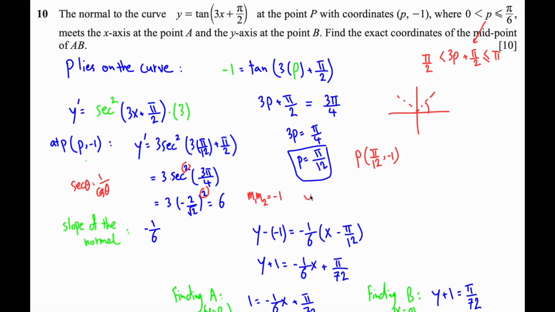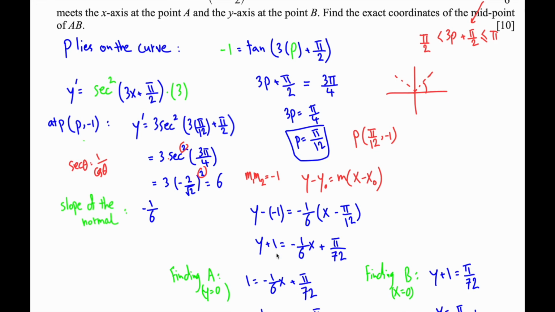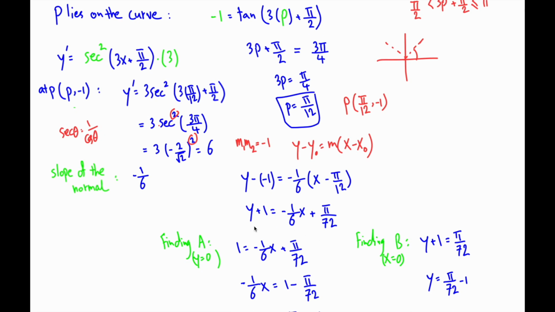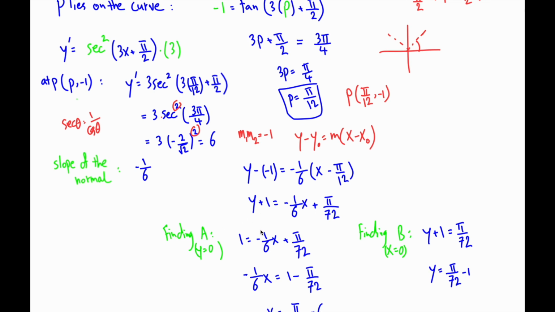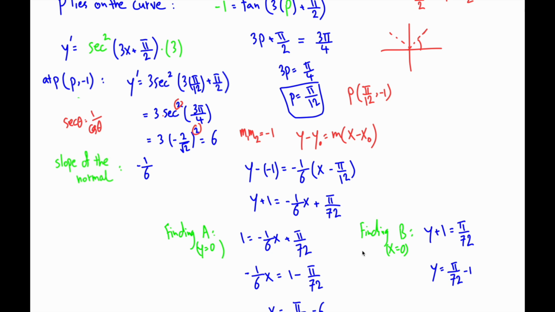So this is the equation. This is the formula for the equation of a straight line. You can just substitute m with -1 over 6 and x naught and y naught with pi over 12 and -1 respectively. So this is the equation of my normal line. You don't need to tidy up. All we need here is to find the x-intercept and y-intercept.